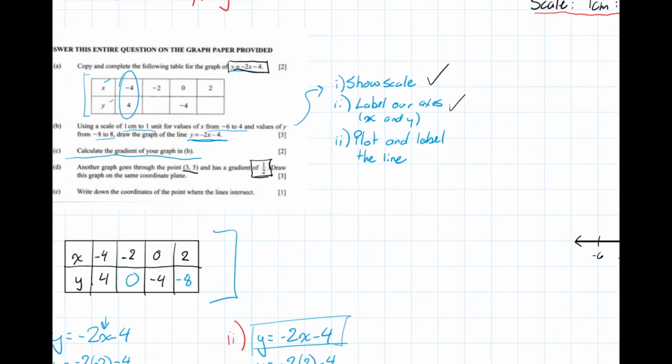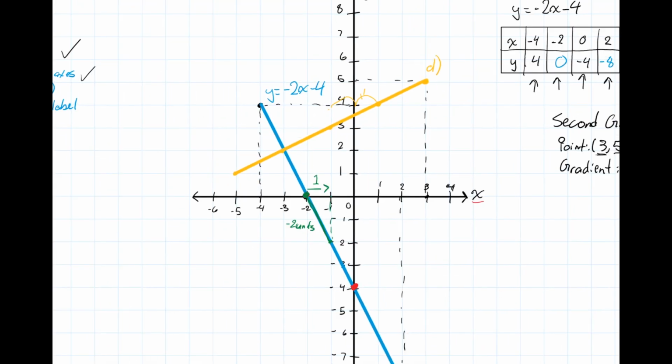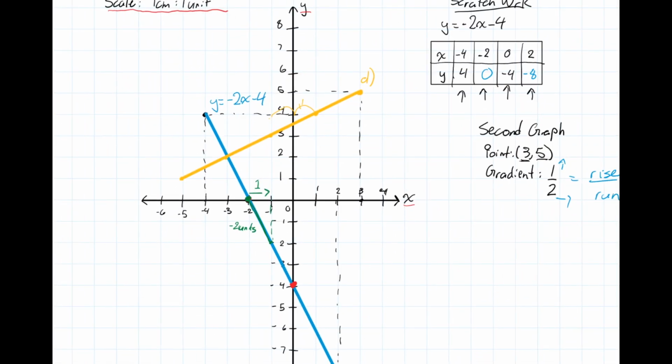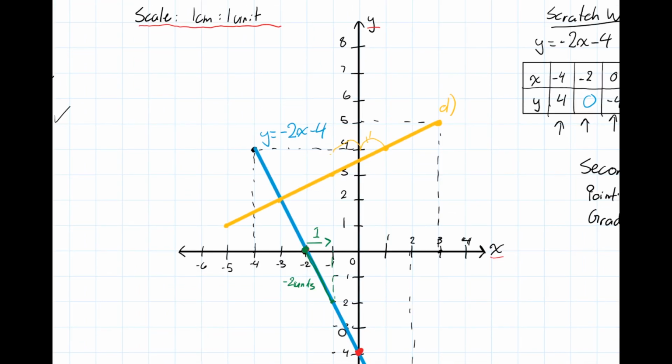The final question says, write down the coordinates of the point where the lines intersect. When they say the point where the lines intersect, that means we're looking at the points where the lines cross. Those words basically mean the same thing in this case. Obviously, when you look at it, you can see that they both cross at this point right here. So we just need to write down the coordinates. And remember, whenever we write coordinates, we write the x value first and then the y value second.